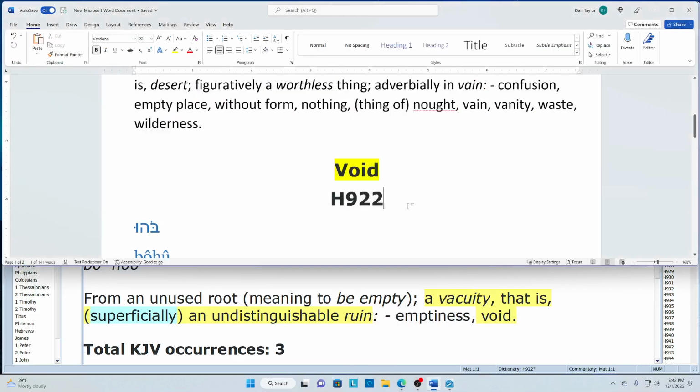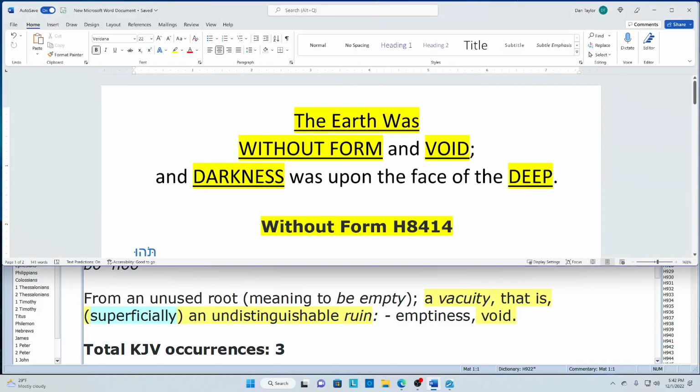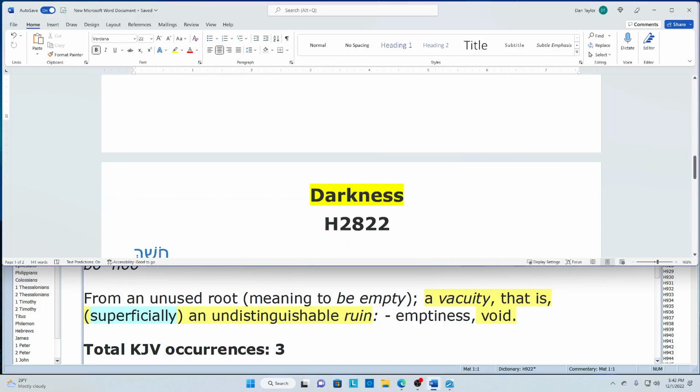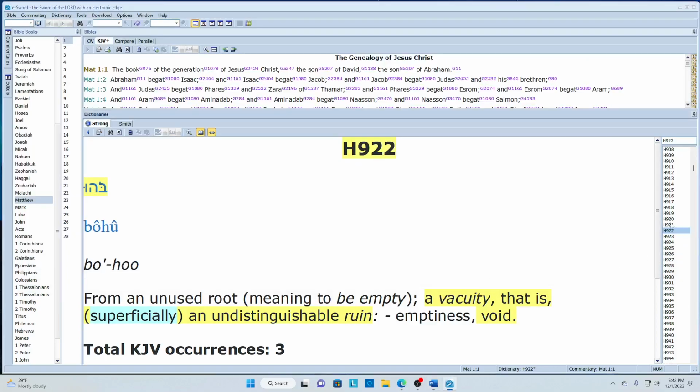So let's go to the next one here. We just learned "without form" and "void" and "darkness." What is darkness? I'm going to scroll down. I've got darkness right here, and it is the Hebrew word 2822. I'm going to go find 2822. All right, the 2000s, 26, 27. There it is, 2822. I'm going to click it and we're going to see what darkness means.